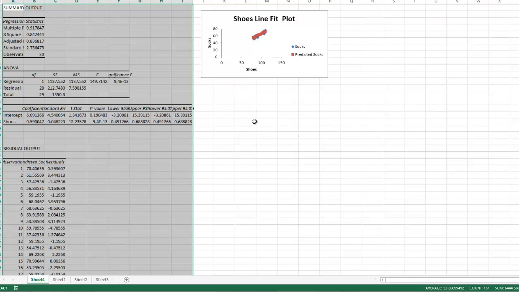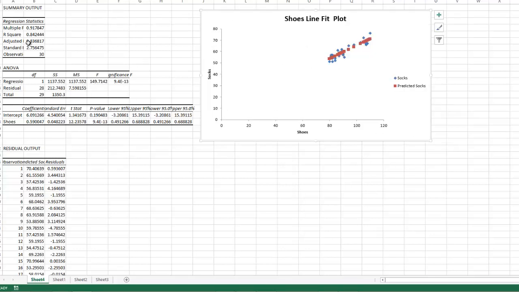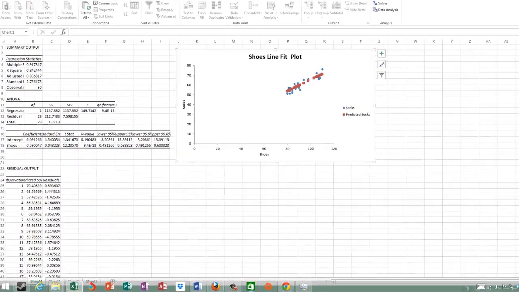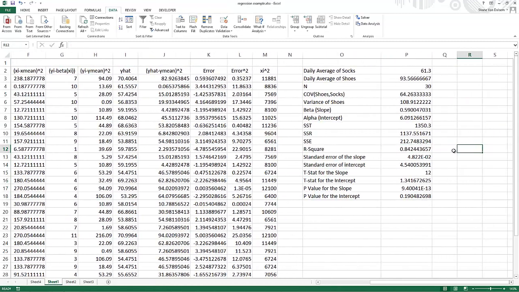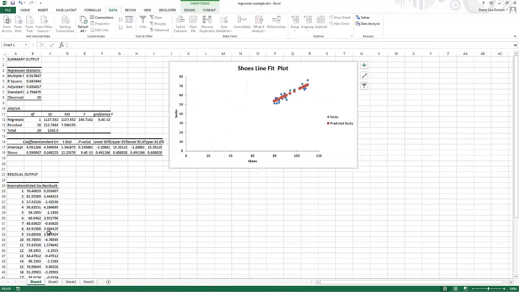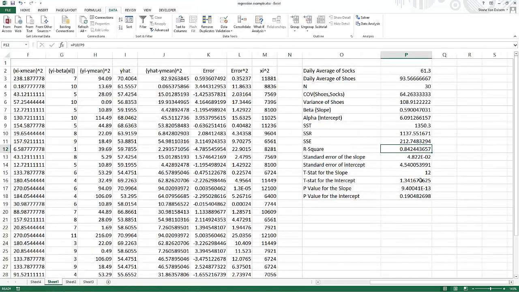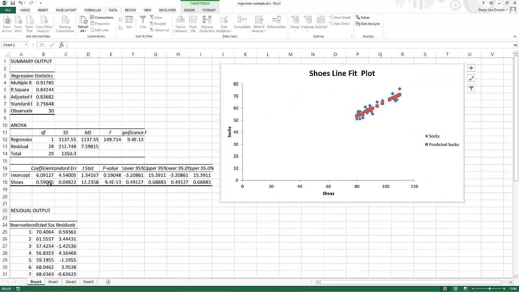So I have my answers here. What we see is that when we compare our outcomes, our R-square here is 0.84244. Go over to our original sheet. Our R-square is 0.84244, so that's right. Our intercept is 6.091266. Our intercept is 609.1266. Looks good. Our beta is 0.59. Our coefficient for shoes is 0.59.